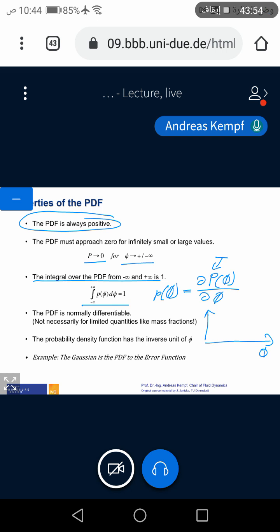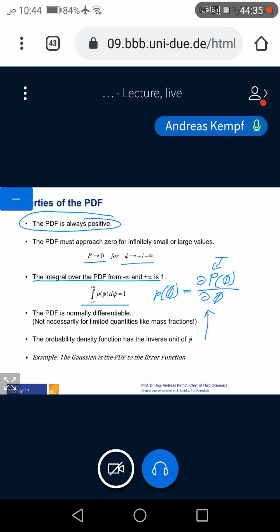For phi, we say fuel is 1, oxidizer is 0. And then we might have a situation where we have a lot of pure fuel, a lot of pure oxidizer, and some mixture of these things in between. So we might have a PDF that actually looks like this. This is not differentiable at the limit values, because if you have a quantity that can never be smaller than 0 and never be bigger than 1, then the PDF can become non-differentiable in these locations.